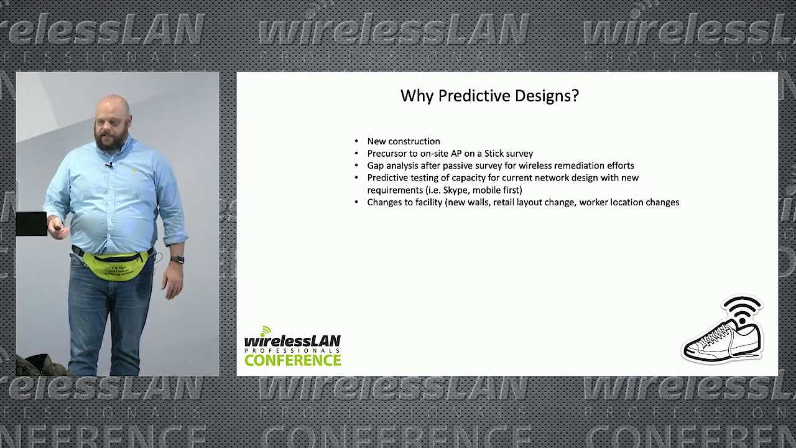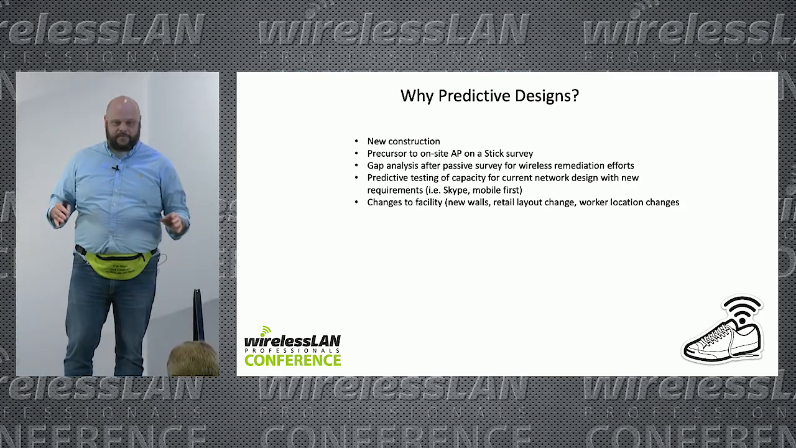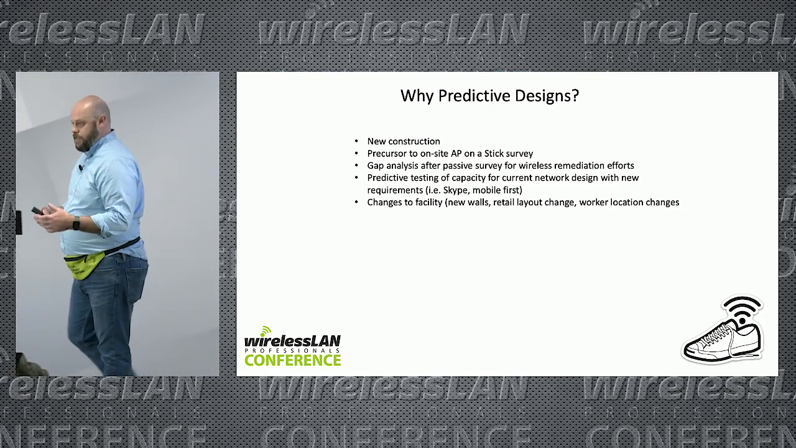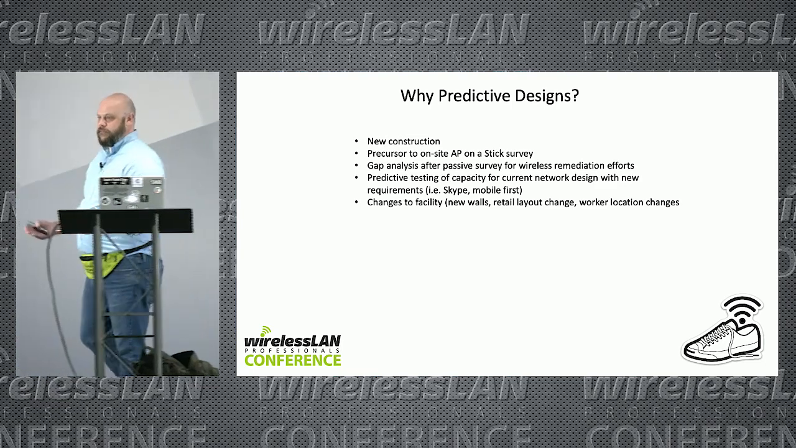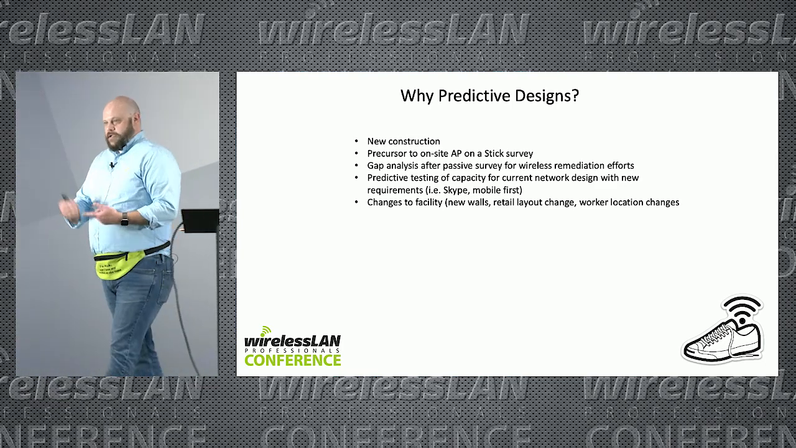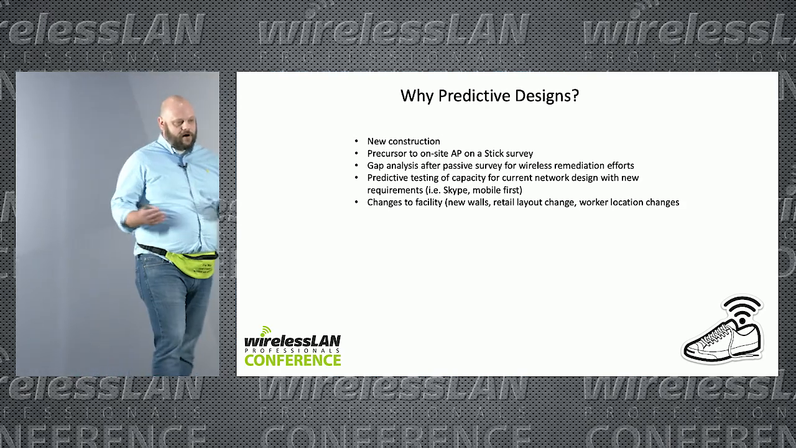We get some gap analysis. So we do a passive survey after our installation, right? And then we've got our predictive, and we can say, okay, this is what I thought it was going to be. This is what it actually is. Now, how do I fix it? So we've got that gap analysis. I can remediate. I can either change AP locations, if I need to add, or if I need to change RRM configurations, et cetera.